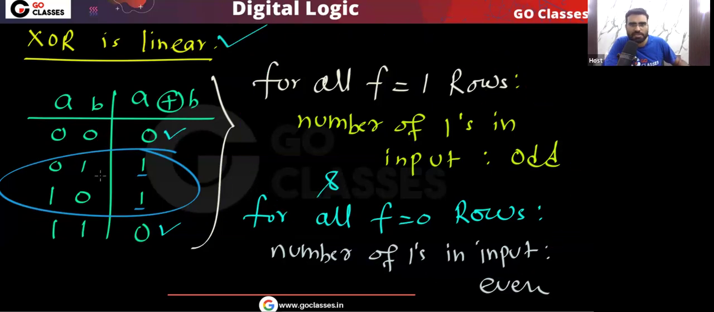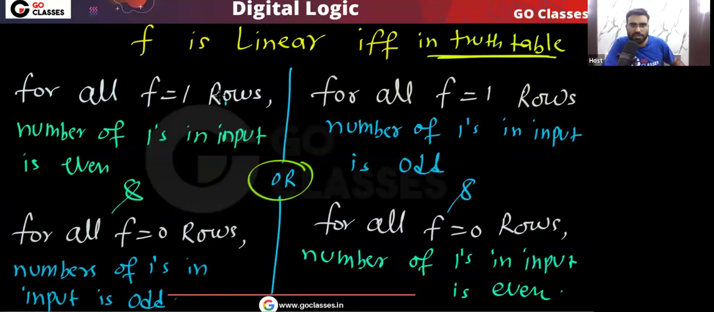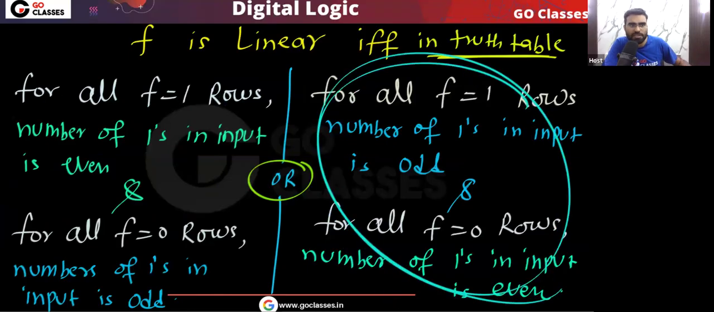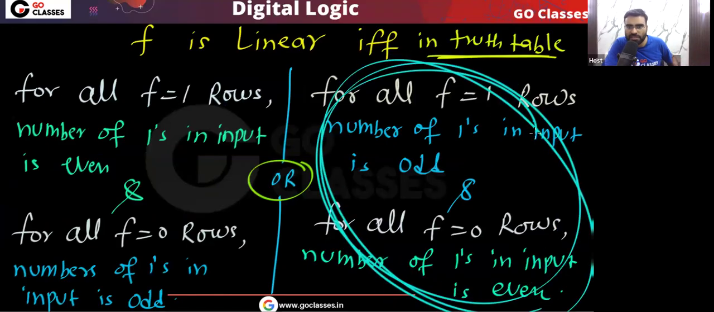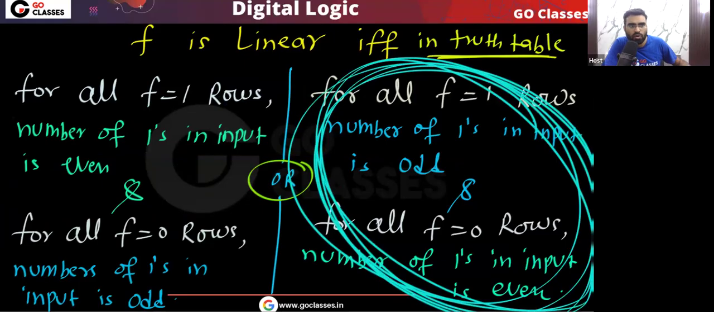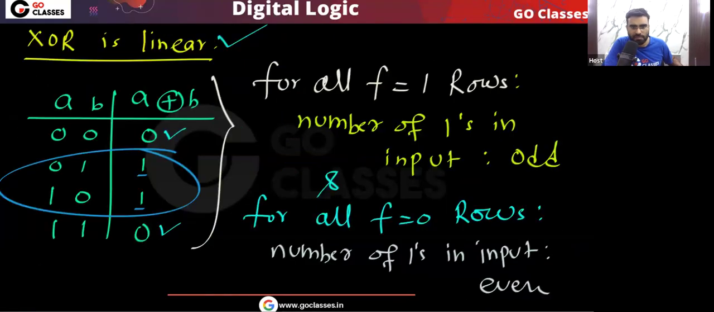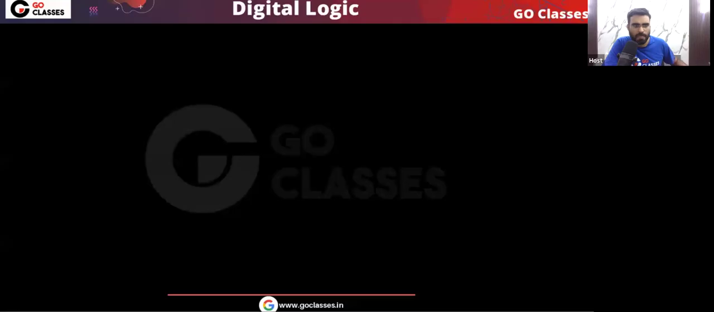Because this condition is satisfied. You can see that for the XOR function, this is satisfied. Please understand, for the XOR function, this is satisfied. So the XOR function is linear. Okay, is this clear? What about AND? Is this linear?